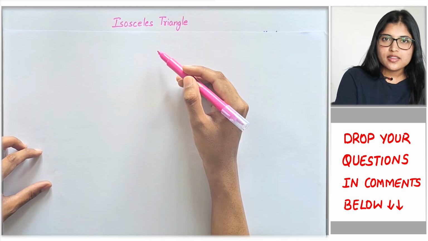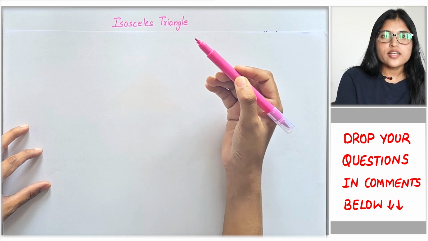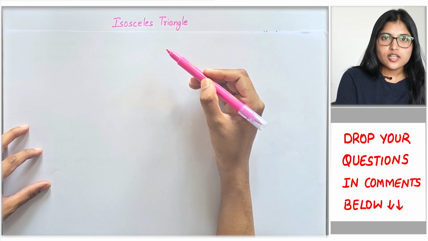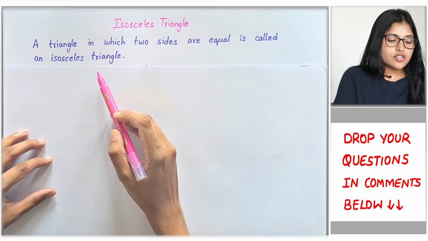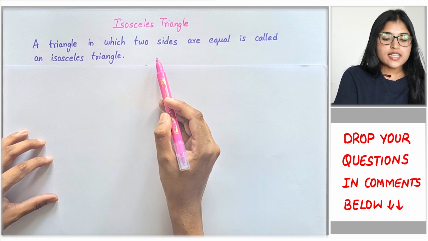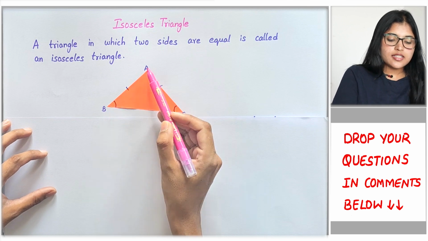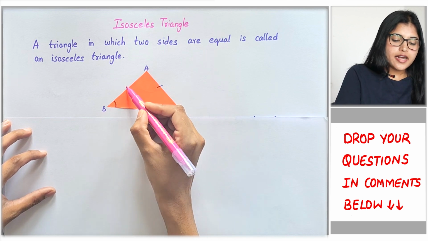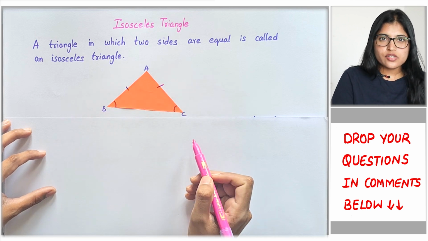The first concept in this part is the isosceles triangle. Let's take a look at what an isosceles triangle is and what some properties are that we need to remember. An isosceles triangle is defined as a triangle in which two sides are equal. So, let's take a look at this triangle. Here in this triangle ABC, side AB is equal to side AC. So, this is called an isosceles triangle.